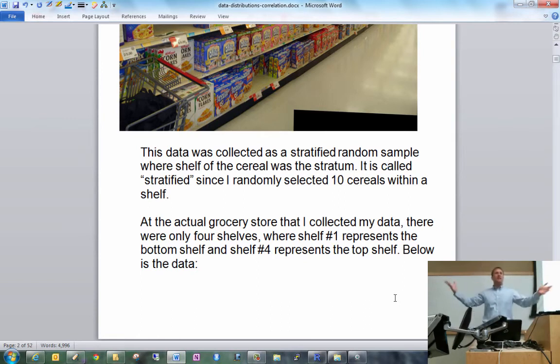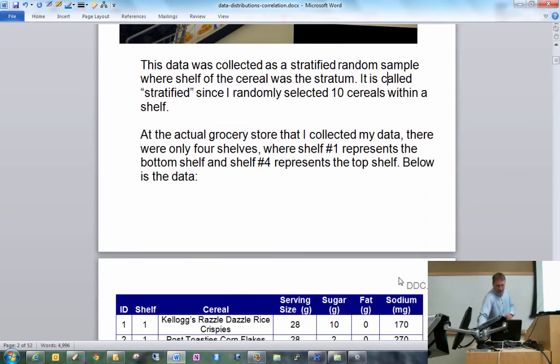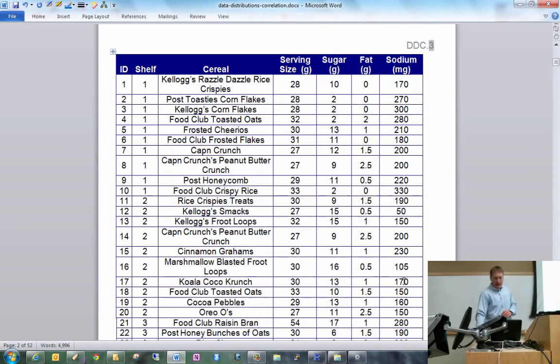And hopefully in a Stat 801-like class, you know how to randomly select or take a random sample. And that's essentially what I did, but I did it in a stratified manner. And this is what my data looked like.